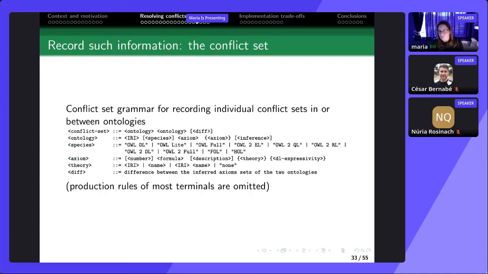To be able to manage all of this, we have developed what is called a conflict set grammar for recording the individual conflict sets. So basically the set of conflict sets appear when you're trying to integrate, for instance, the ontologies, or when you try to analyze your own ontology. We have omitted here the production rules of most of the terminals. We're looking principally at the variables. This is a grammar for specifying a data structure so that we are able to record the conflicts that have been detected, which is a necessary precondition to be able to actually resolve them.